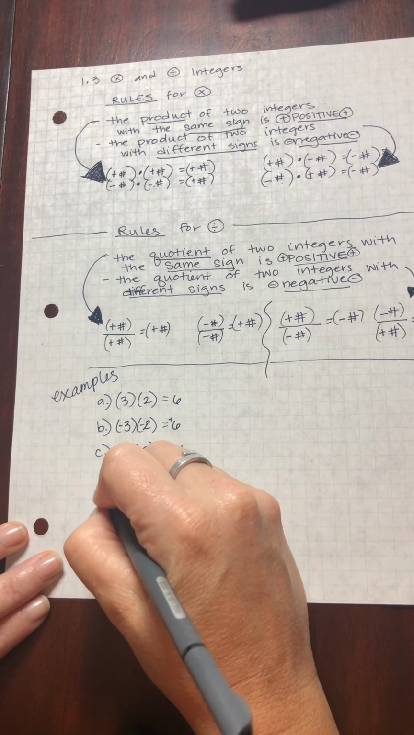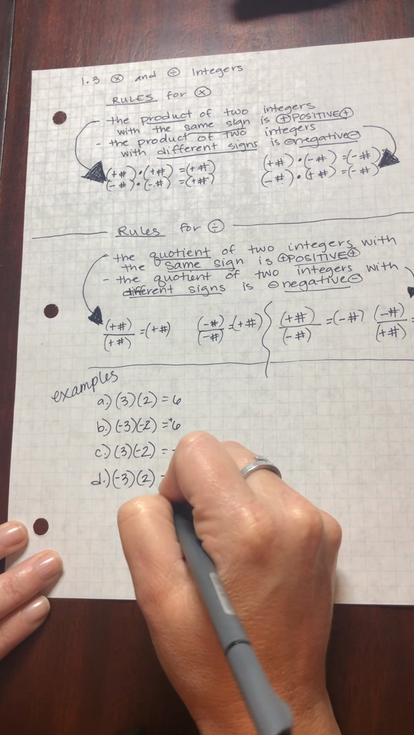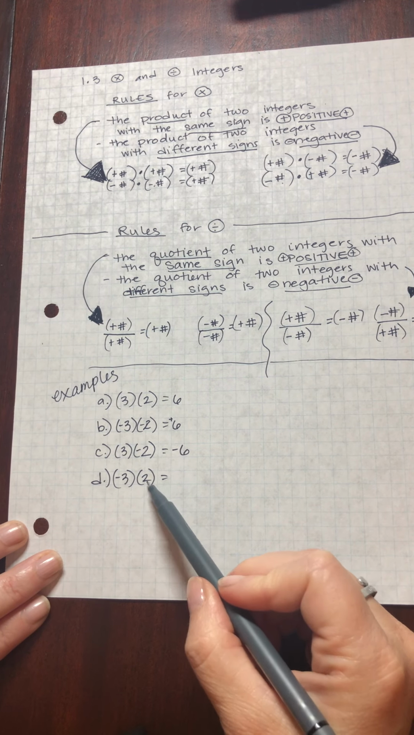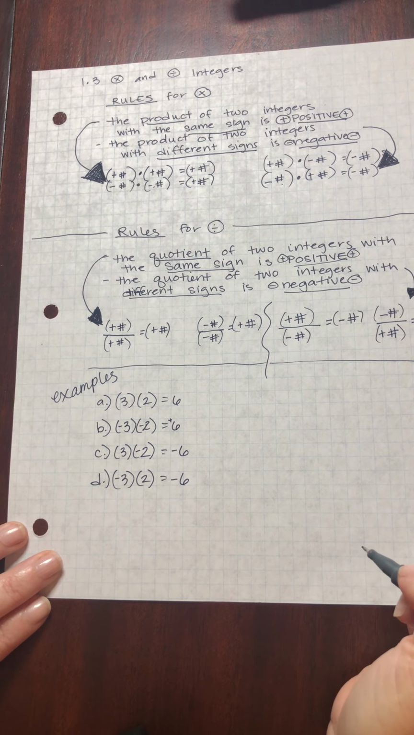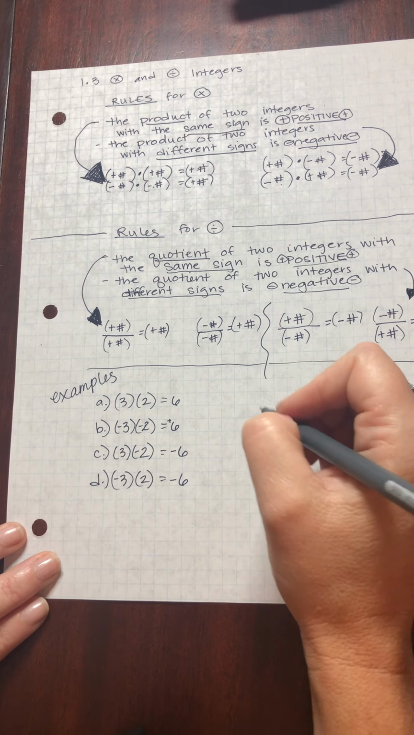How about negative 3 this time times positive 2? A negative times a positive is a negative every time. How are you feeling about these? Ready for some division?